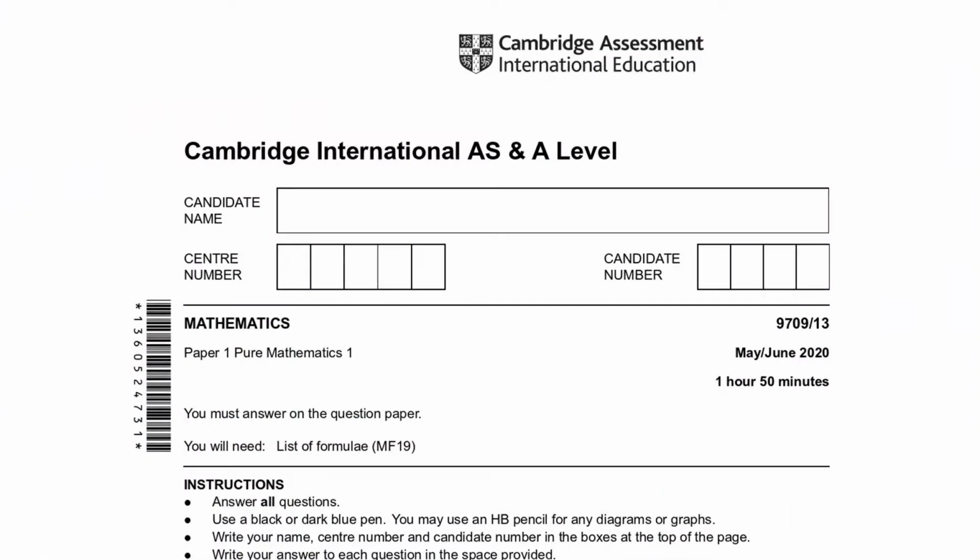This is Walter here, taking you through Pure Mathematics 1 papers. Today we have the May-June 2020 paper. We have paper 13 here. So let's get started.